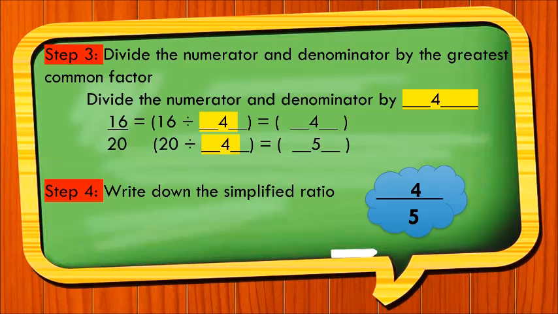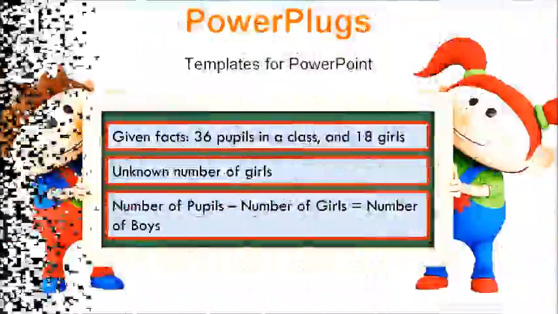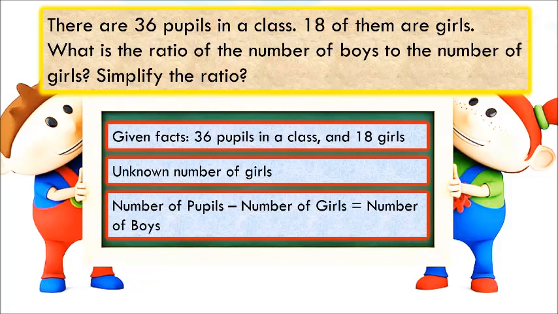Next, we go to number 2. Okay, so there are 36 pupils. So what are we going to do? You try to look at that. We don't know the number of boys. We know already the number of pupils or the learners. We know the number of girls. We don't know the number of boys. So you try to answer again. I will wait for a second.